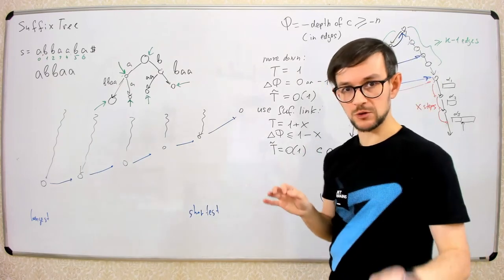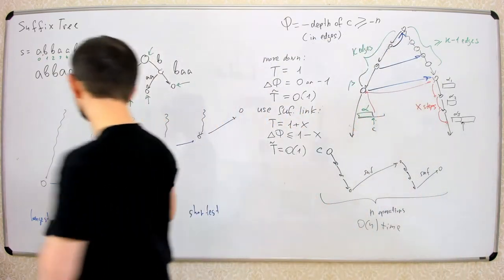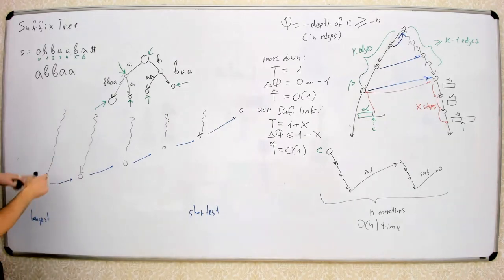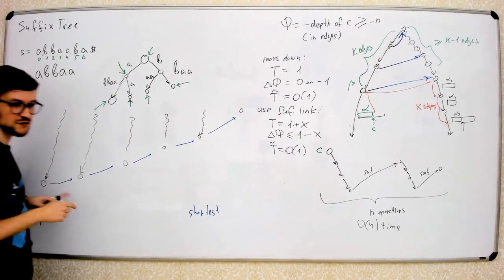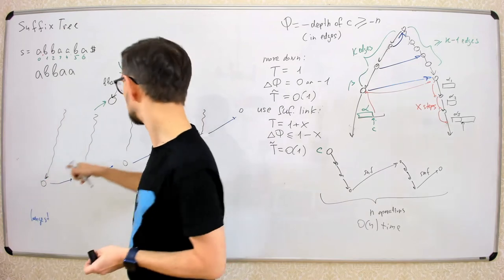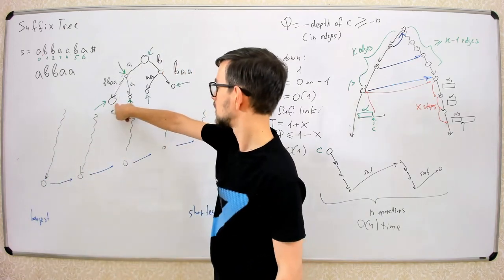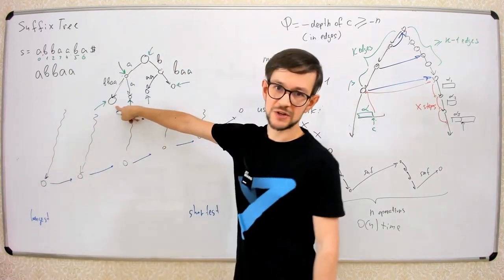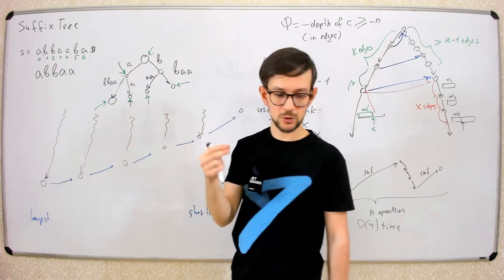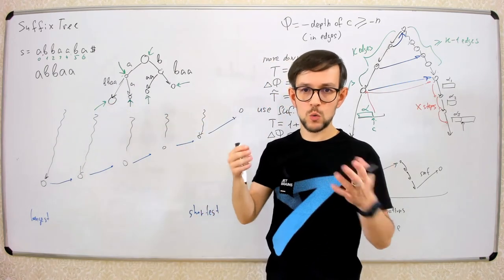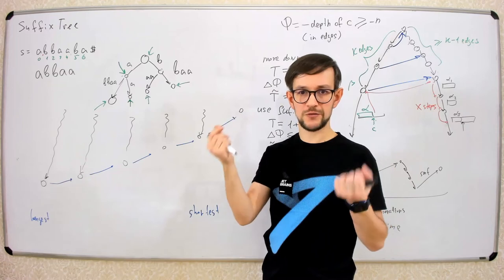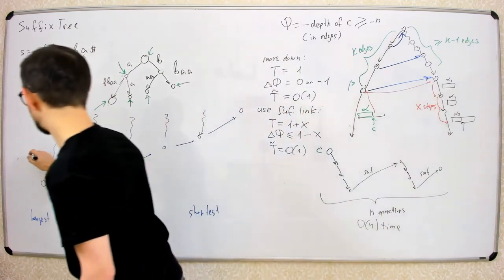Okay, the first stage is simple. When you have a leaf node, if this current suffix ends in the leaf node, like here, so here the suffix ends in the leaf node. What do you need to do when you add one special character to a leaf node? You just have this string here.